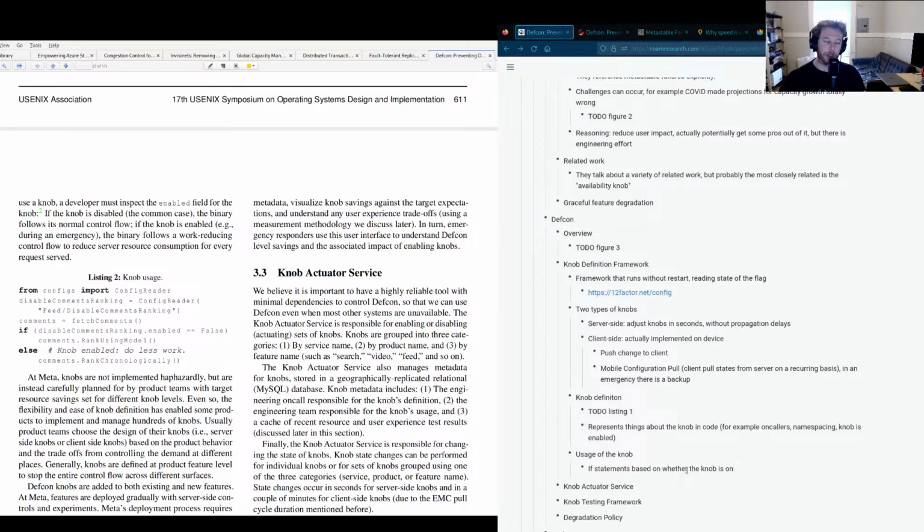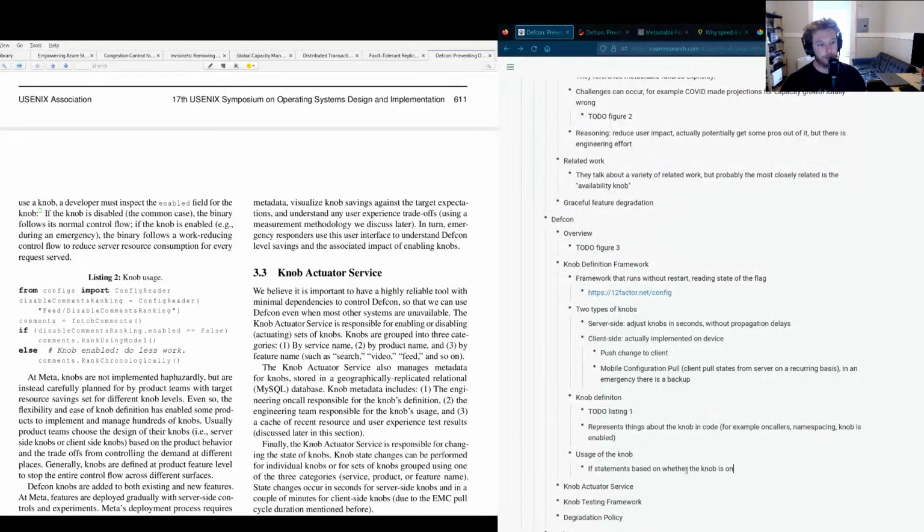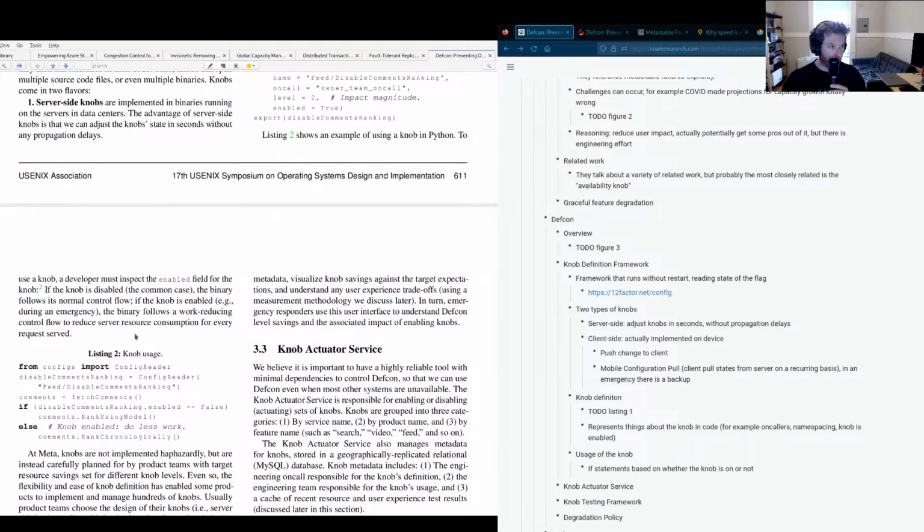I'm interested, like, what is the integration with the other systems that Meta has? I'm aware of Meta having a system that is for experimentation. So does this integrate with the Meta standard experimentation system? It's not clear to me. I'm not sure if that will be answered in here. And they talk about how to use knobs, Testing 2. Okay.